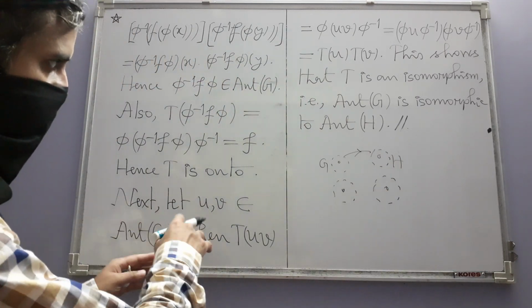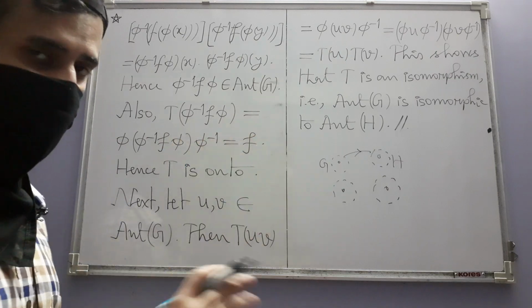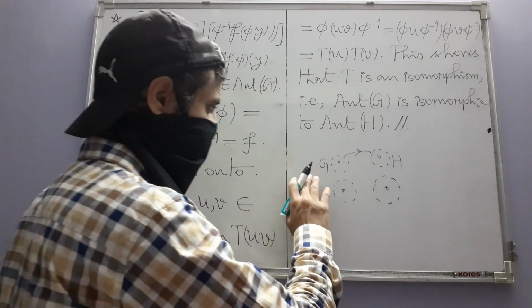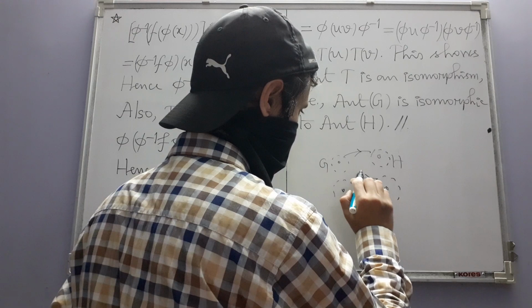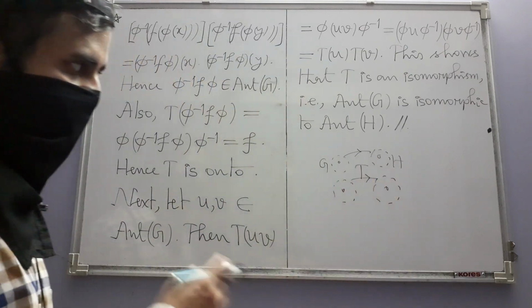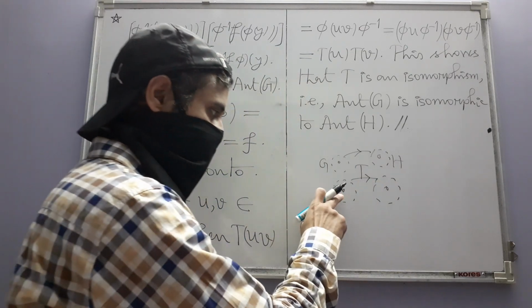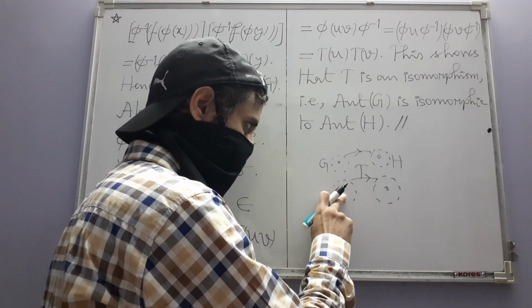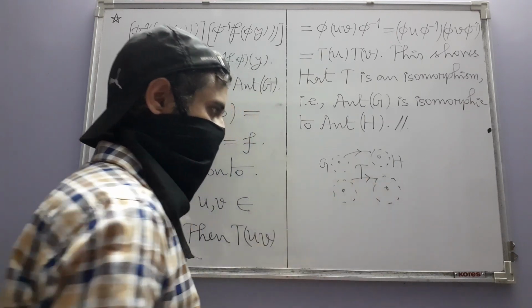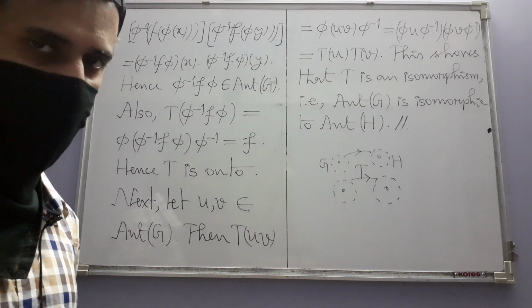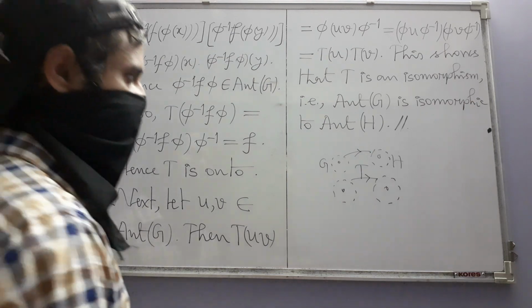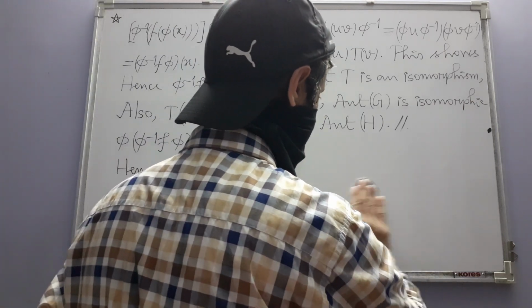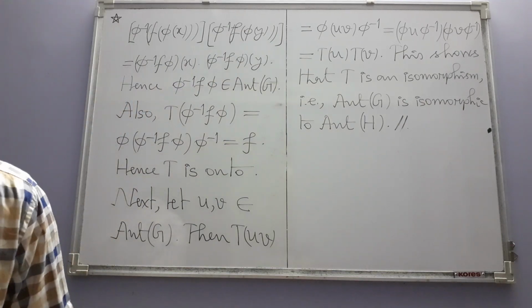Okay, which is why we have this device, this map T. Using that, you can see which elements in the automorphism group of G correspond to which elements in the automorphism group of H. Okay. So let's now see the next one.